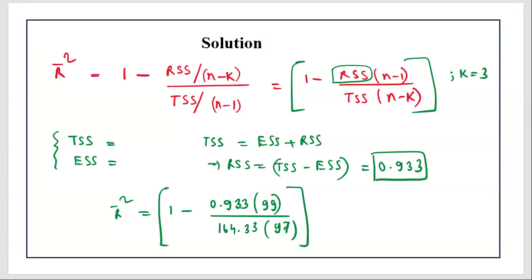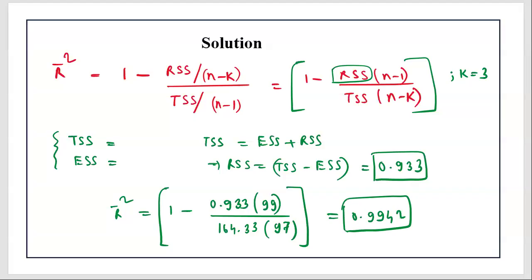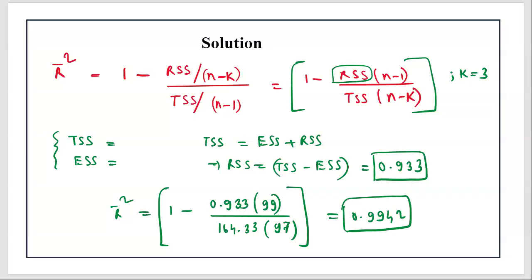Now you can do this calculation on your own. I have done that already. The value that you will get is approximately 0.9943. Previously, what did you get? 0.9943. And here what you see? 0.9942. So R squared and adjusted R squared are almost giving you the same answer, right? Approximately the same result.